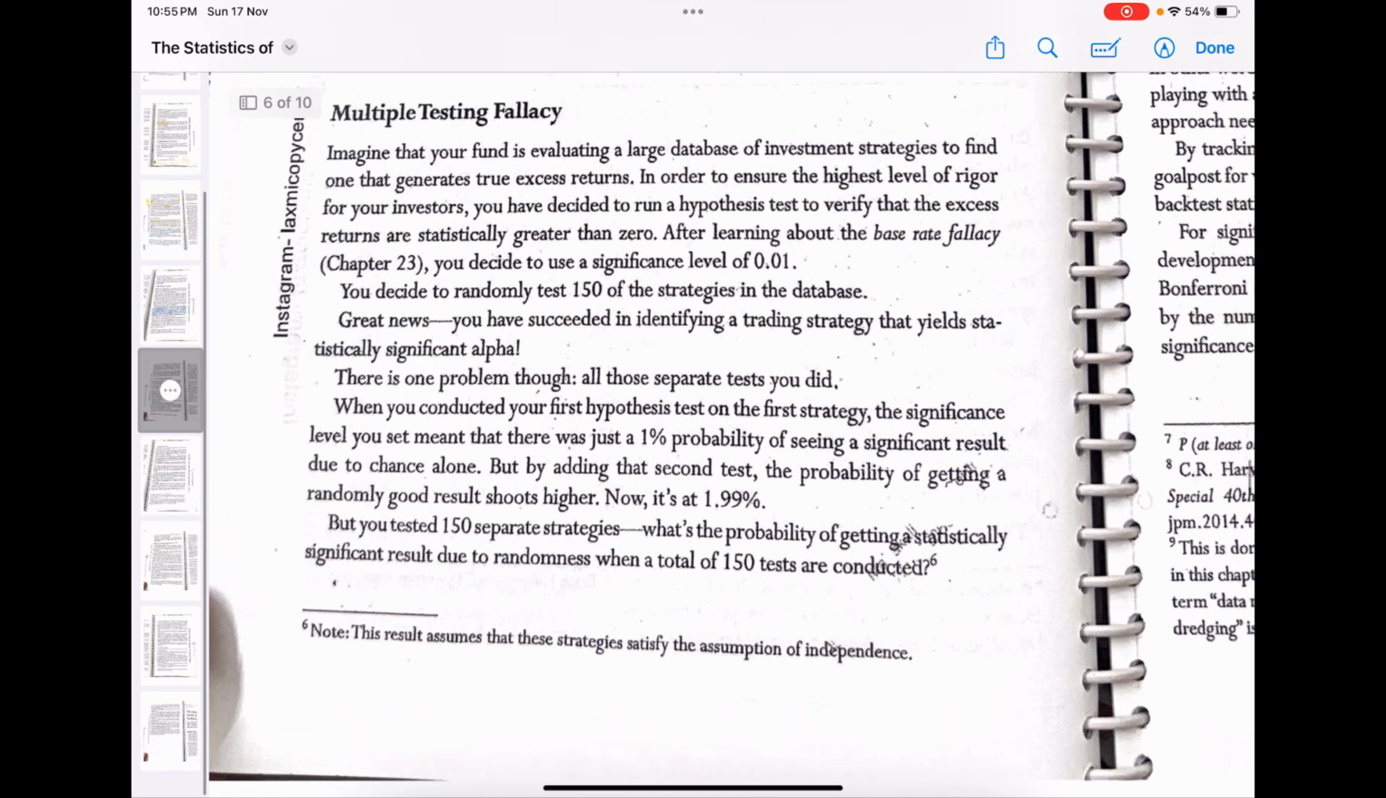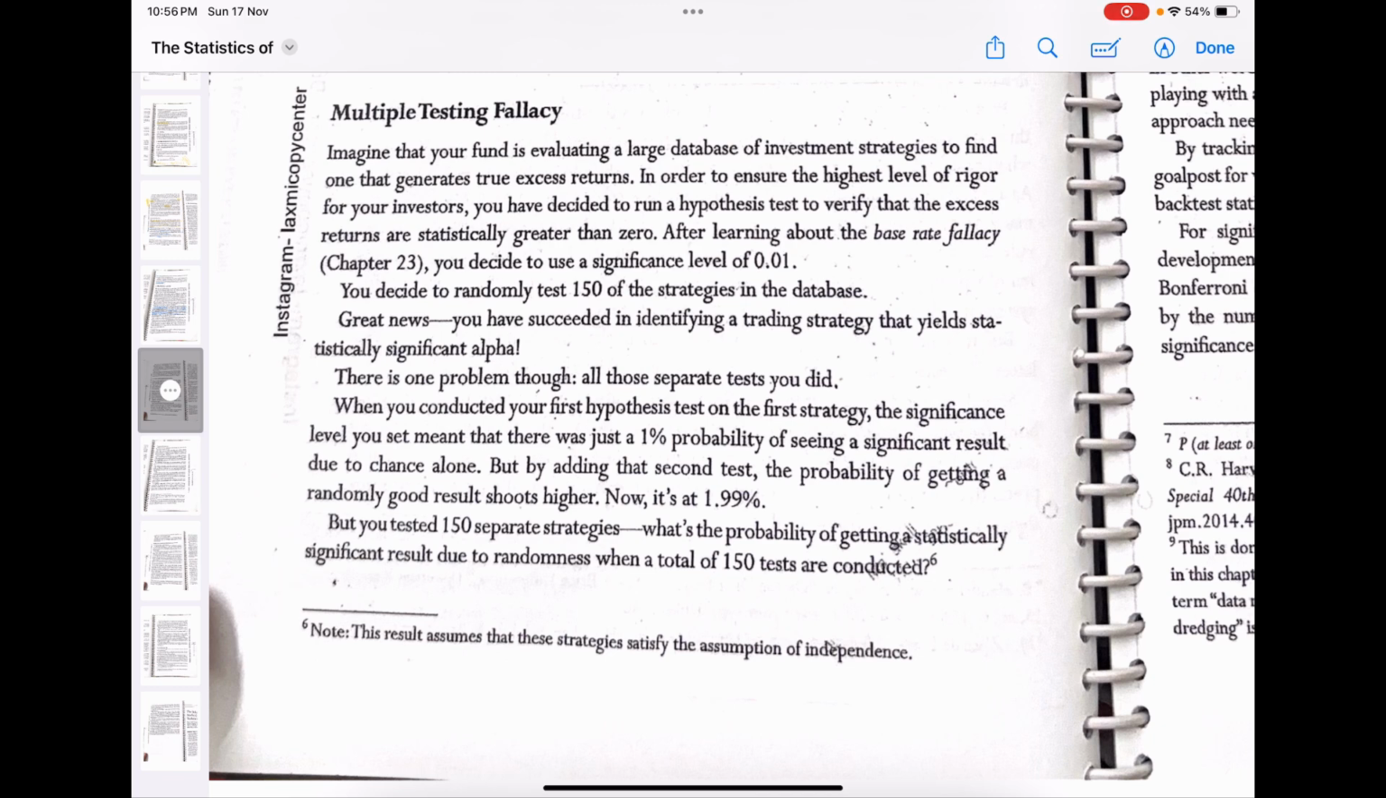Talking about multiple testing policy, imagine that your fund is evaluating a large database of investment strategies to find one that generates true excess returns. In order to ensure the highest level of rigor for your investors, you have decided to run a hypothesis test to verify that the excess returns are statistically greater than zero. After learning about the base rate policy, you decide to use a significance level of 0.01. You decide to randomly test 150 of the strategies in the database. Great news, you have succeeded in identifying a trading strategy that yields statistically significant alpha.